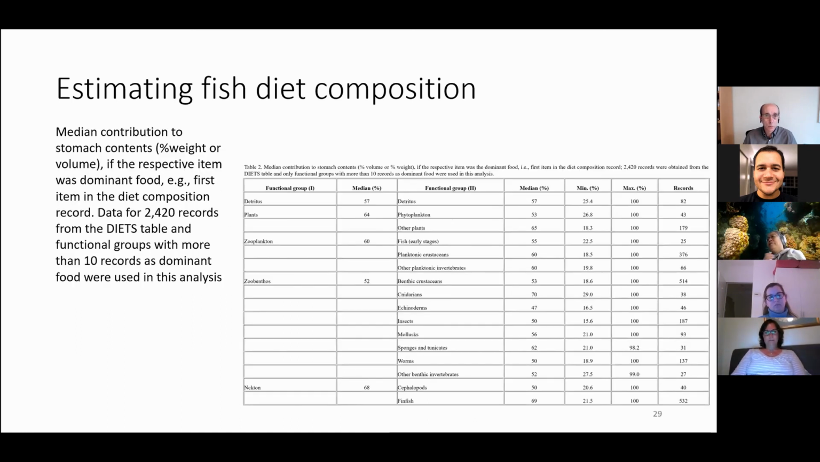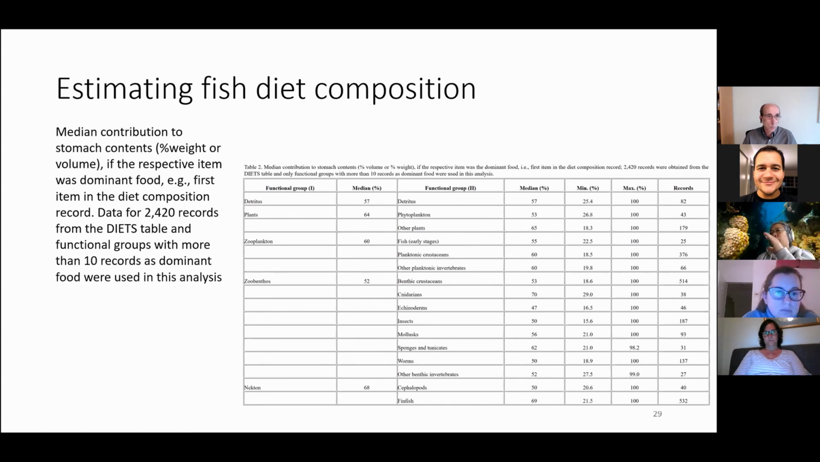Then we looked at the median contribution to stomach contents, of course, in percent in weight as well, which is the first dominant food item, the first item in the diet composition record, which is the dominant food item. And we have this kind of data for 2,420 records in the diets table.